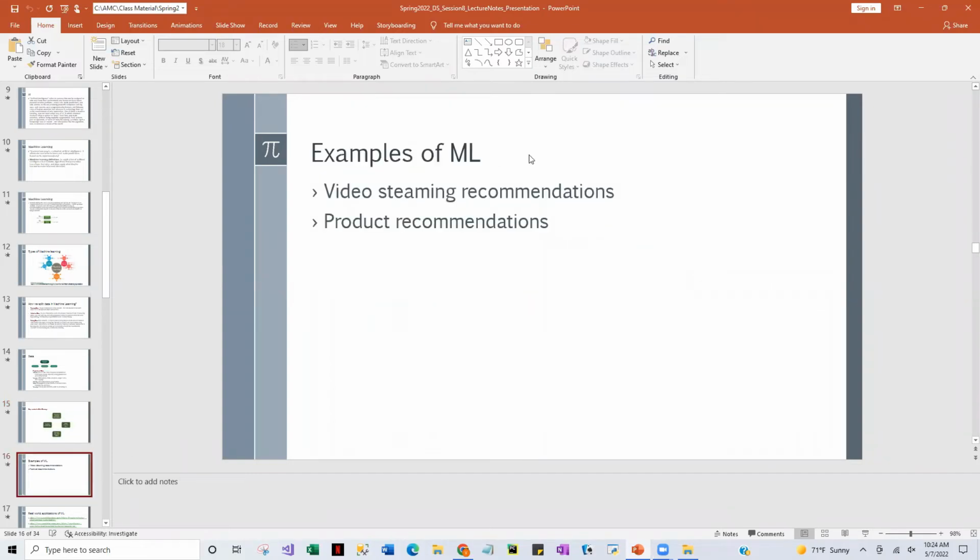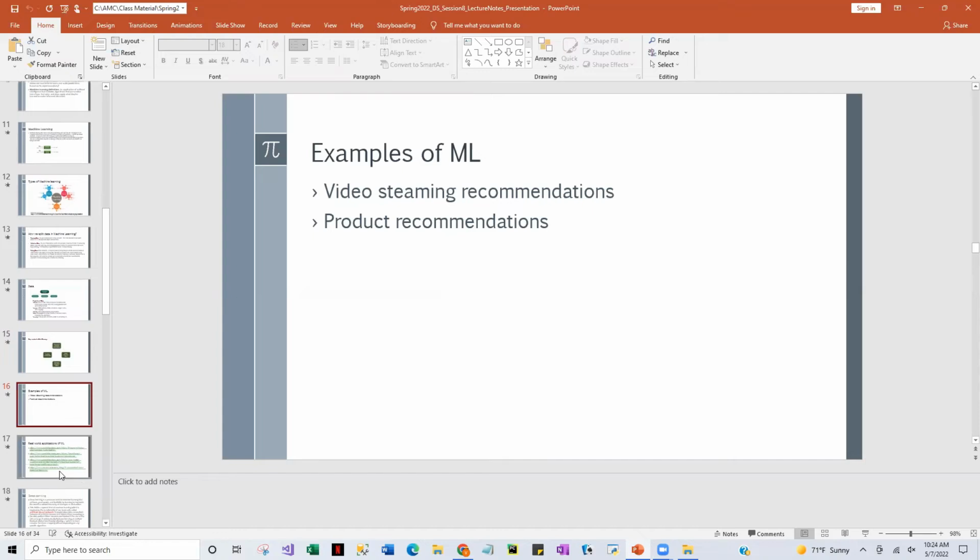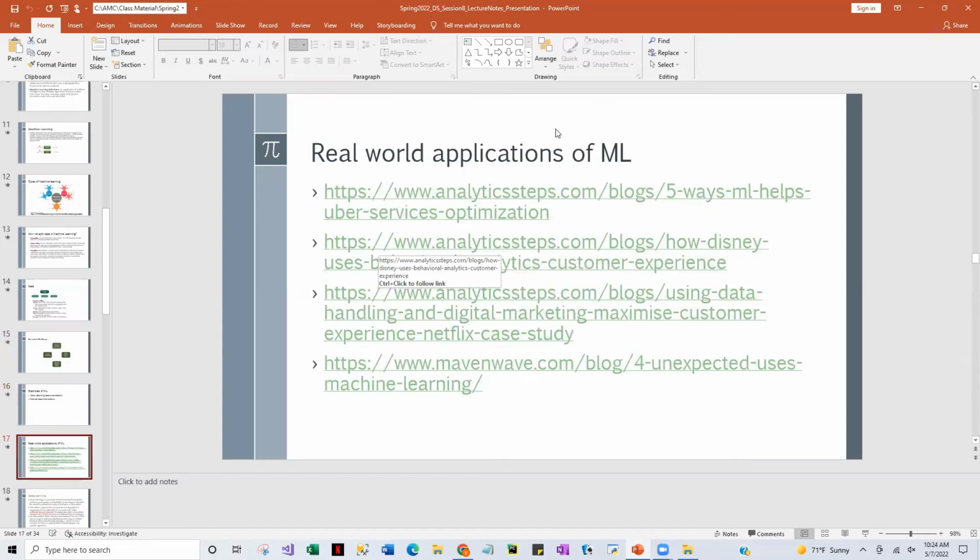So, examples of machine learning. I already told you about the video streaming recommendations by YouTube, Netflix or Prime, and product recommendations. When you're buying products on Amazon, you usually get product recommendations, right? These are examples of machine learning. Here I have a link to real world applications. I found this really cool, with a lot of case studies. Let me go to the Netflix case study.